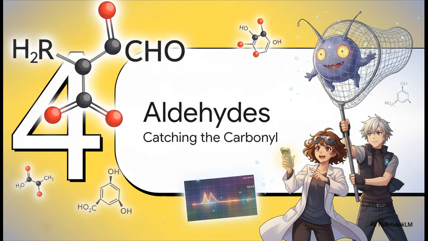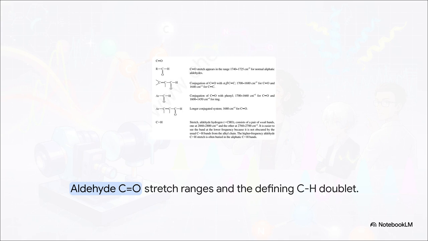All right, section 4, aldehydes catching the carbonyl. When we suspect an aldehyde is our culprit, we're basically looking for two massive clues. First, a dominating, sword-like C=O stretch between 1740 and 1725 wave numbers.